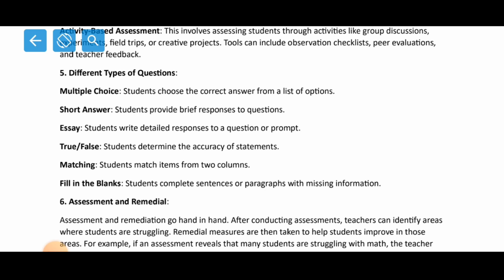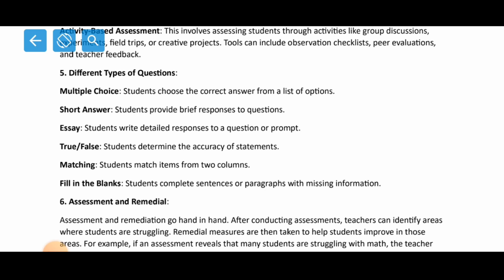Now short answer type question. Suppose you are asking what is a cell? So the student will write in short, a cell is the structural and functional unit of life, right? Then essay type question, you understand by the word itself that essay means it will be very long descriptive type of questions, right? So these type of questions also help in the assessment of the students.